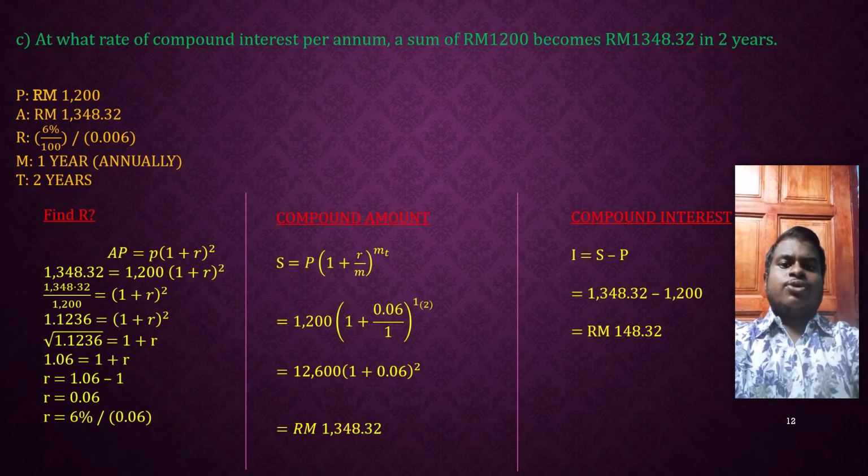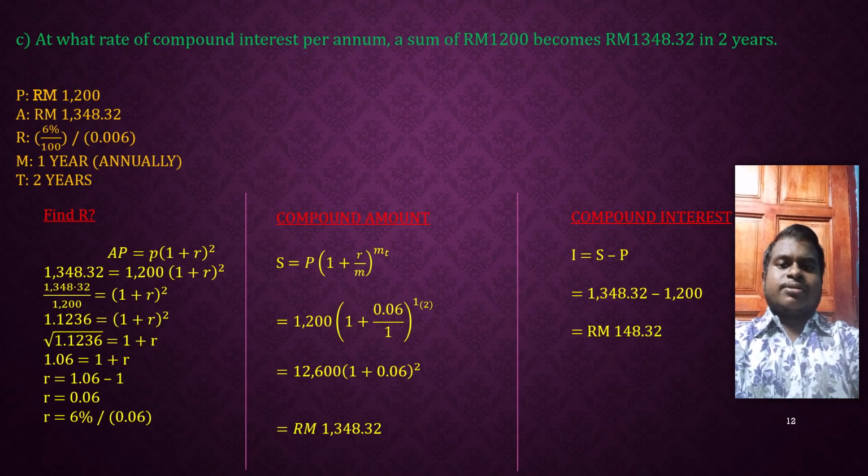Let's verify using R equal to 6%. The compound amount after 2 years is 1200(1 plus 0.06)^2, equal to 1200 times 1.1236, equal to 1348.32. Perfect, it matches.